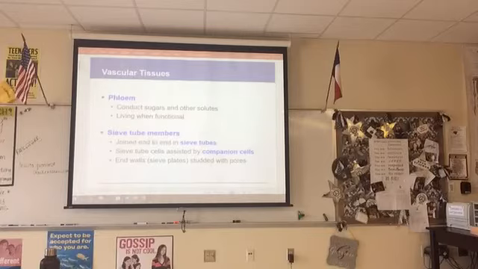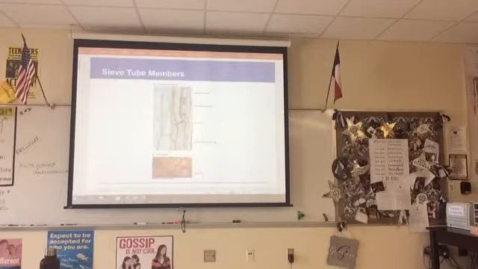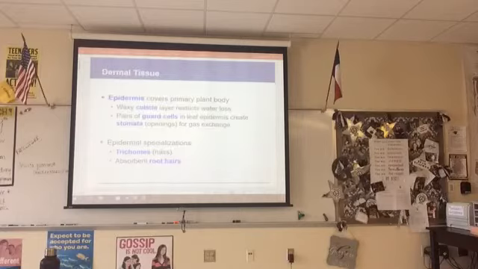Okay, so we've done ground tissue, vascular tissue. This is showing you sieve tube members. So this is phloem. So if you see companion cells, you know you're dealing with phloem. If you see tracheids, you know you're dealing with xylem. Okay, the last type of tissue is dermal tissue.